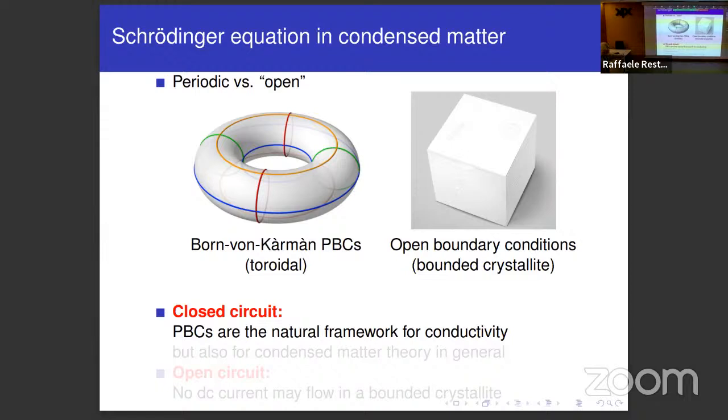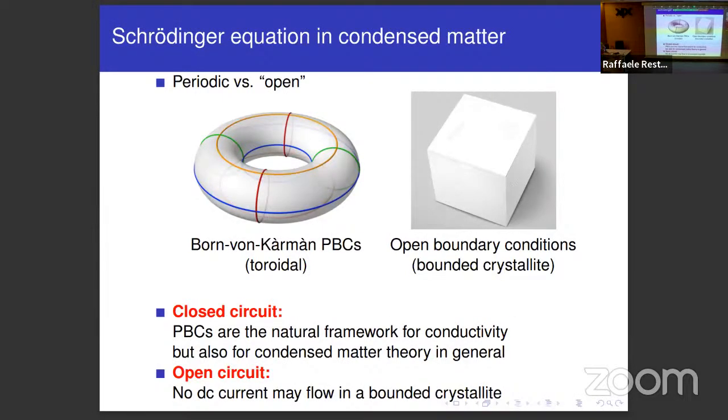Now, in order to describe conductivity, you need a closed circuit. Real conductivity occurs because you have a battery and a current which goes through the loop, through the battery and the metal. So clearly this is very natural. Even if there is no battery, you can imagine a different source of electromotive force, like a time-dependent magnetic field or whatever. So for sure, there can be a steady current with periodic boundary conditions. There cannot be a steady current with open boundary conditions and an open circuit. If you have a bounded crystallite of a metal, you take a piece of metal, you plug in an electric field, what happens?